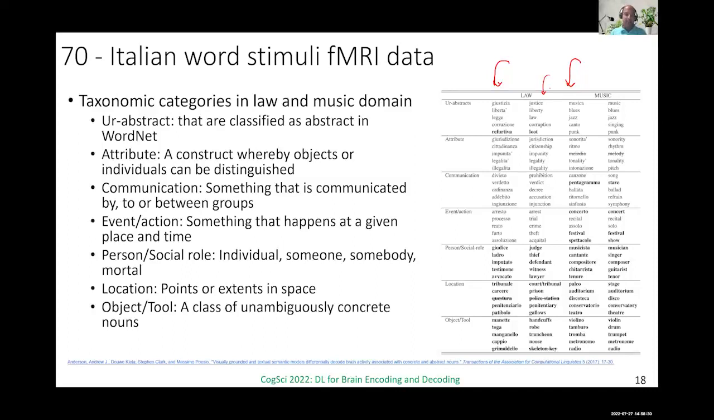These categories, as you see, cover all kinds: abstract word category, attributes of objects and so on, communication kind of words, prohibition, verdict, so various kinds of communication that can occur between people or groups, event, action kind of words, person, social role kind of words relating to individuals or some particular person, location kind of words, object or tool kind of words. So essentially there are several kinds of words spread across multiple categories in the law and the music domain.